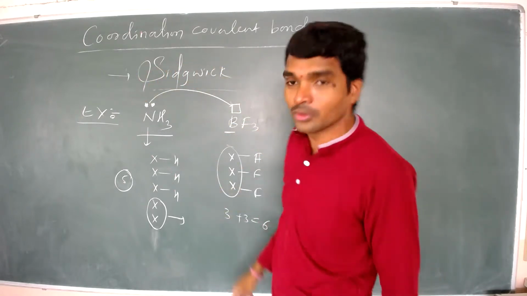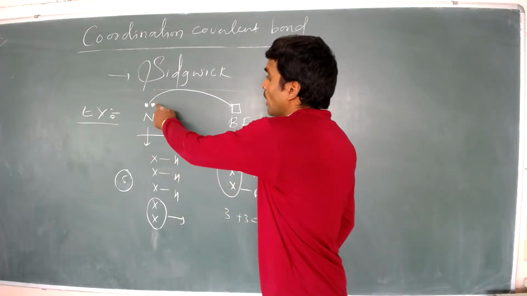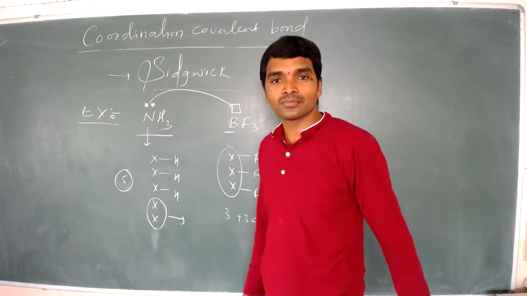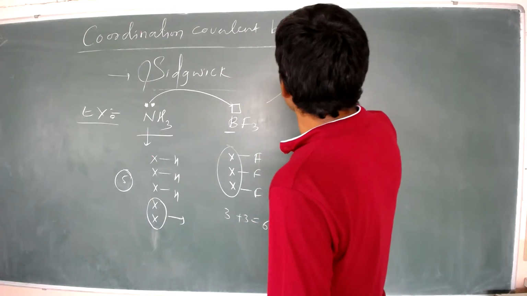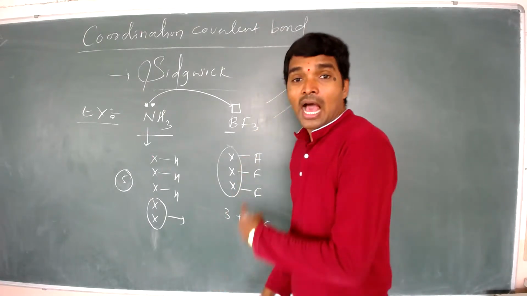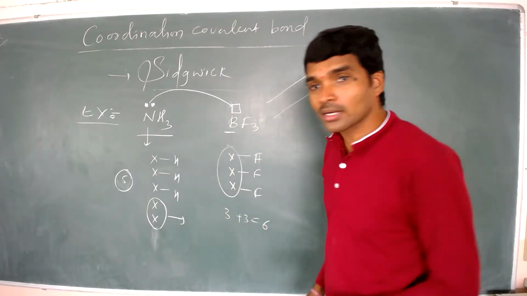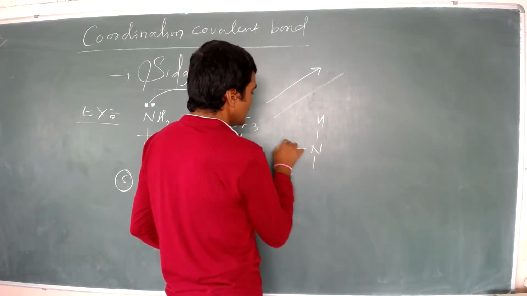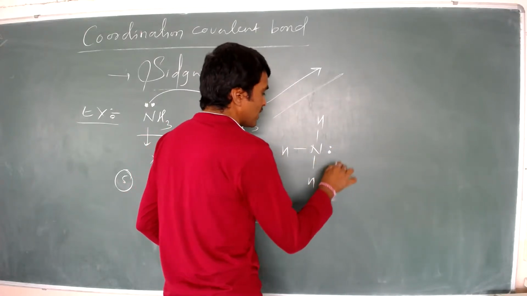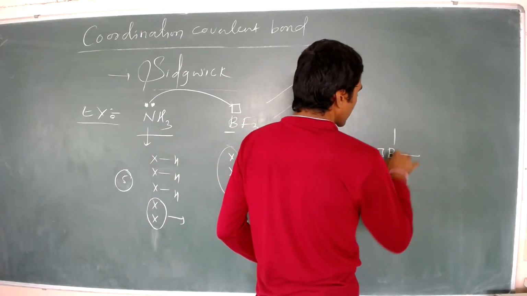So what happened here is that the excess lone pair of electrons of one molecule is contributed to the other molecule, which leads to the formation of the coordination covalent bond. The coordination covalent bond is indicated with an arrow mark. I am writing like this: nitrogen having 3 hydrogens, the lone pair of electrons transfers towards the BF3.